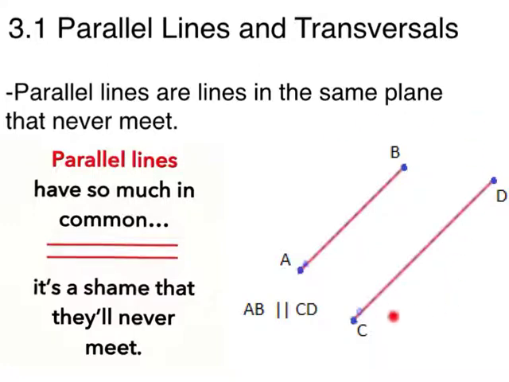And here is parallel lines. This is the way you write them. So we got line segment AB is parallel to line segment CD.